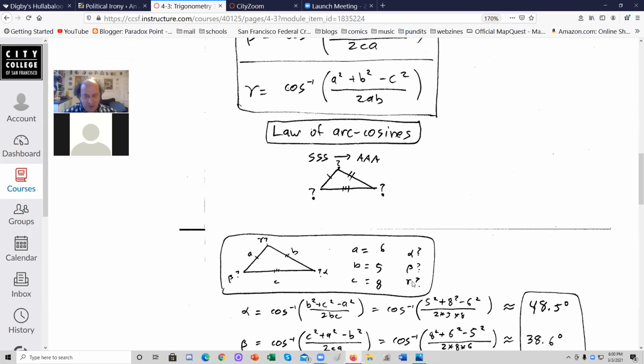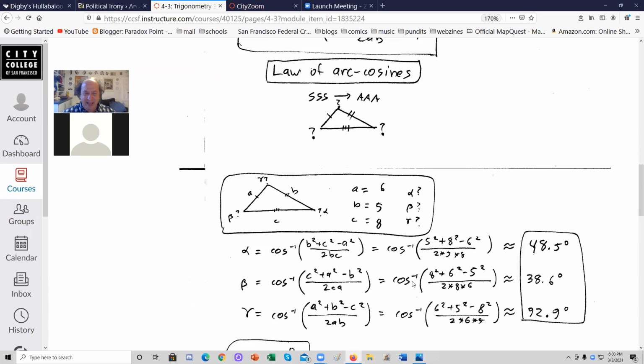Okay, here we go. And let's hope I didn't mess this one up. Sides are 6, 5, and 8 for A, B, and C. What are the angles alpha, beta, and gamma? Okay, alpha, arc cosine of B squared plus C squared minus A squared over 2BC. That's B squared is 5 squared, C squared is 8 squared, A squared is 6 squared over 2 times 5 times 8. That comes out to 48.5 degrees about.